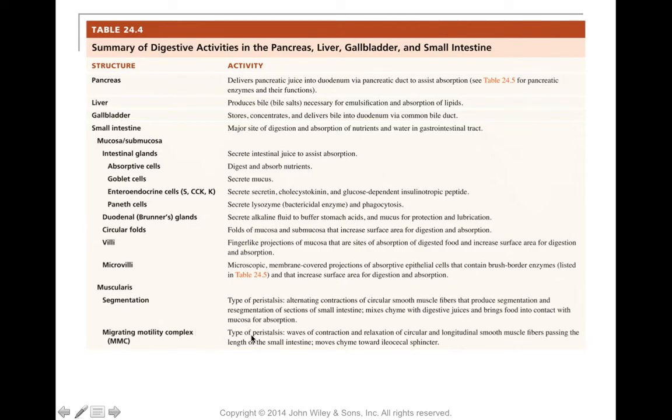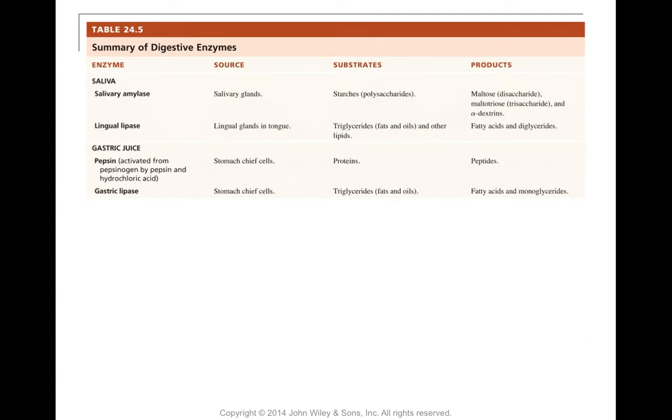That's a specific type of peristalsis where we have a wave of contraction. So A squeezes, then B squeezes, then C squeezes, in which way all of the food matter and waste is going to be moved forward. So it's a series of contractions and relaxations of the muscle inside the intestines that allow the chyme to move forward toward the ileocecal sphincter. That's called the migrating motility complex.